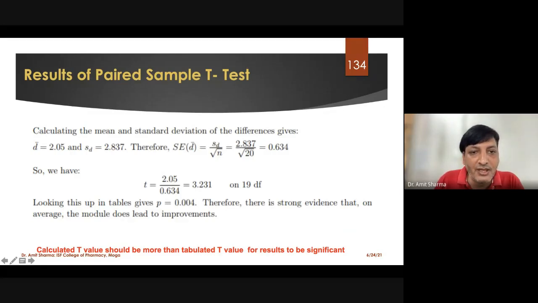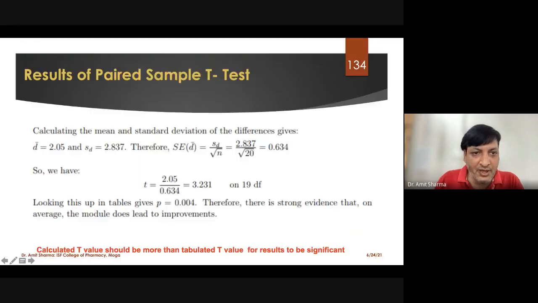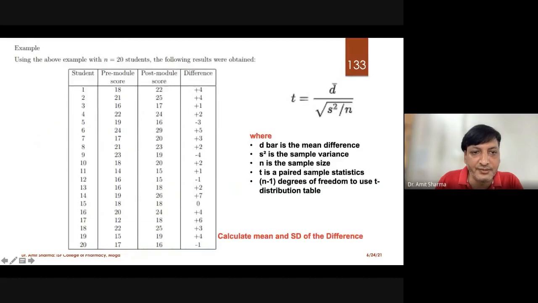Calculating the mean and standard deviation of the difference will give us the d bar. That means we have calculated the difference, and from that we have calculated this d bar. The d bar was found to be, for example, 2.05, and the standard deviation is 2.8 for the numerical which is shown here.